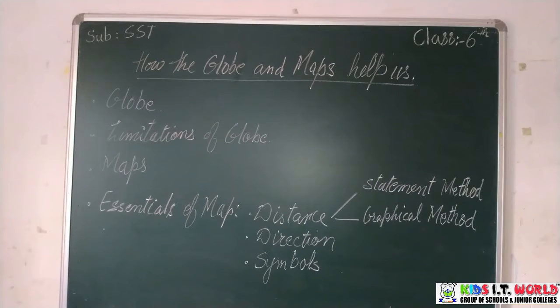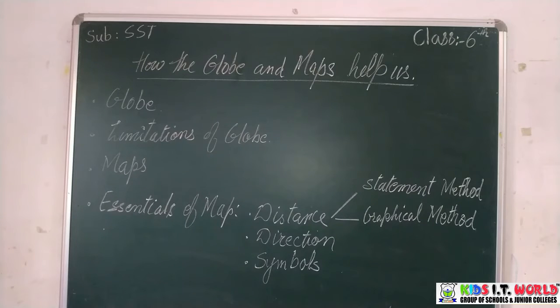Now there are certain important things to be kept into mind when we are making a map, right? So they are also called as essentials. Essentials means very necessary things that are required on a good map. So distance, direction and symbols are the three essentials of making a map. These features of a map are known as the language of map, because with the help of these features we can easily study and interpret a map. Interpret means you can understand.